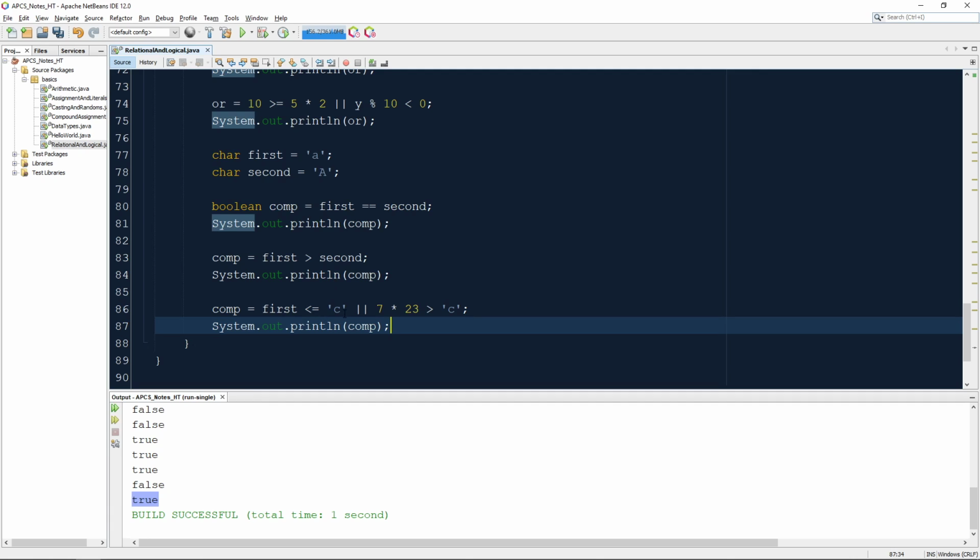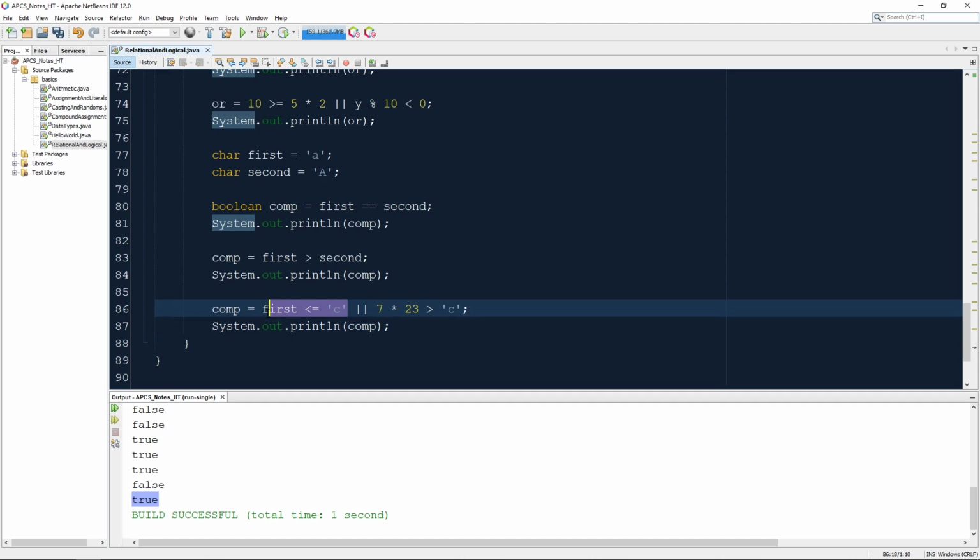The first comparison is a pretty reasonable comparison, right? Is the character first less than the character C? And that's a true or false. Now here, I'm doing something very strange. This comparison may seem odd. 7 times 23 greater than the letter C. I just said that the letter C has a numeric equivalent. So essentially, we're comparing a number versus a number.